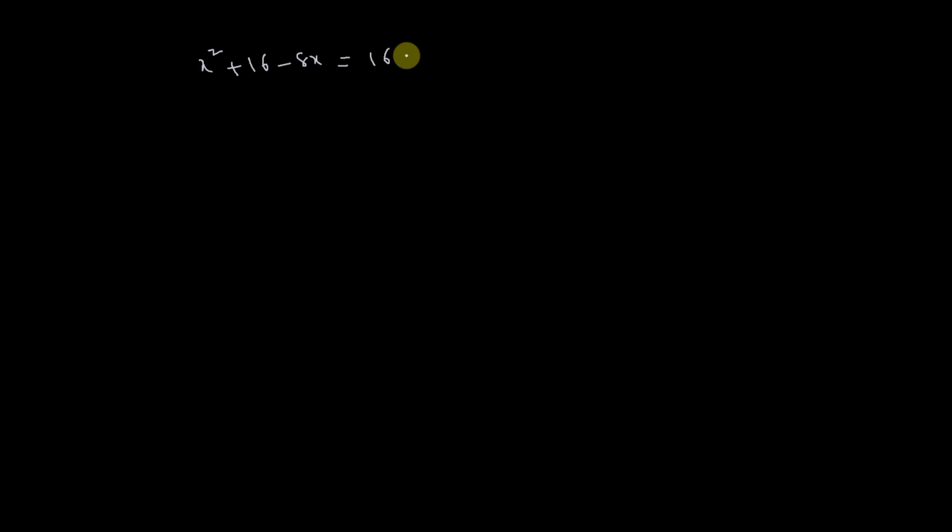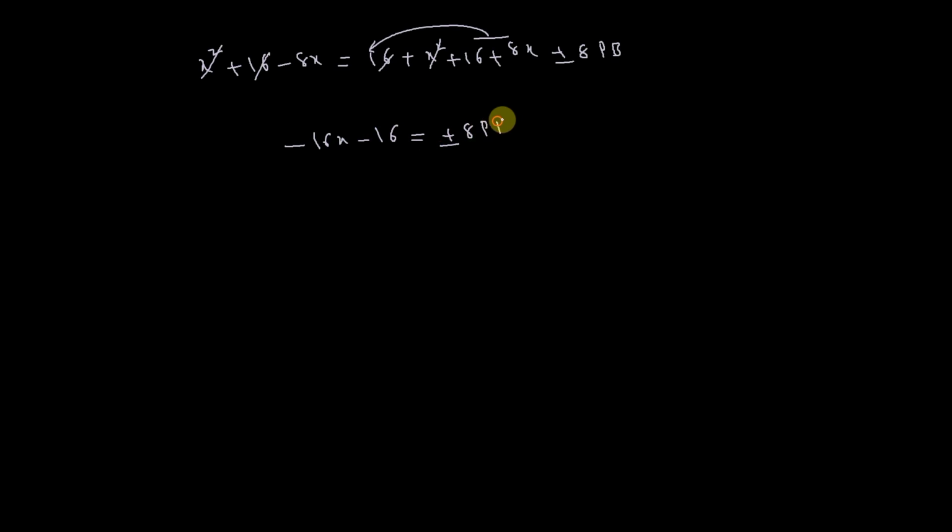This is equal to 16 plus x square plus 16 plus 8x plus or minus 8PB. Again cancelling similar terms, x square, plus 16 plus 16 here, and bring these two terms to this side. I will get minus 16x minus 16 is equal to plus or minus 8PB. In this I can take minus 16 common. This is x plus 1. This is equal to plus or minus 8PB. 8 1 ja, 8 2 ja.